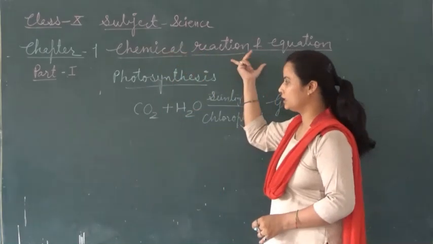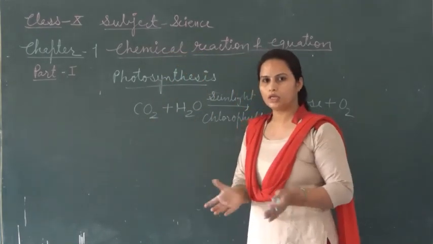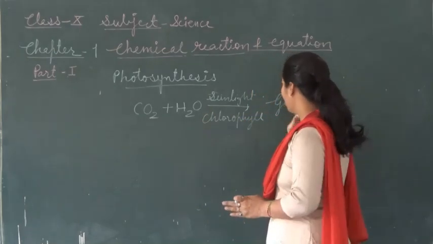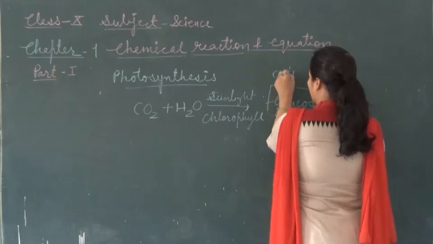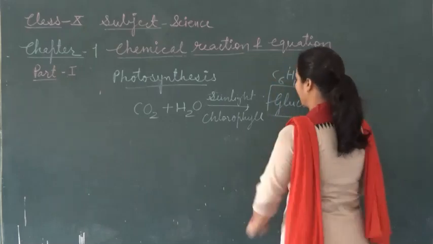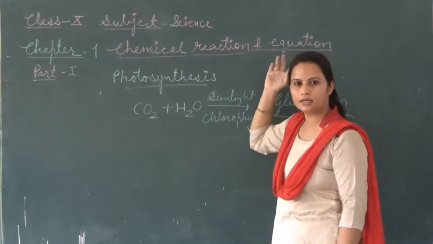Photosynthesis is a chemical reaction. Two or more chemicals react to each other and form a product. Here the product is glucose, that is C6H12O6. So it is called a chemical reaction and equation.